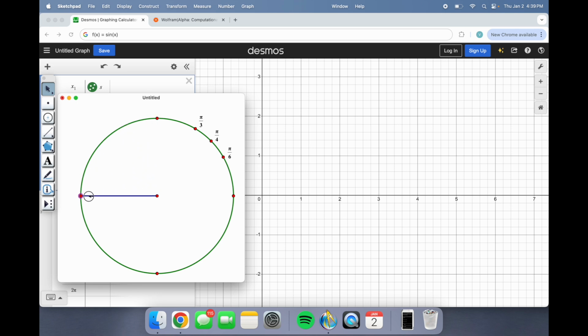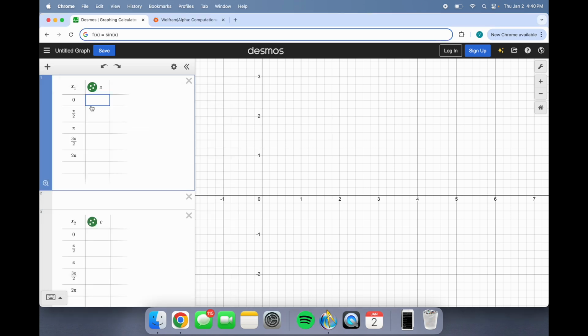And then we can continue like that, right? So at pi, it would be 0. At 3 pi over 2, it's negative 1. And then at 2 pi, it is back to 0. And after 2 pi, it starts to repeat itself. So that's why we're only doing from 0 to 2 pi, because after that, it's just the same thing over and over again forever.